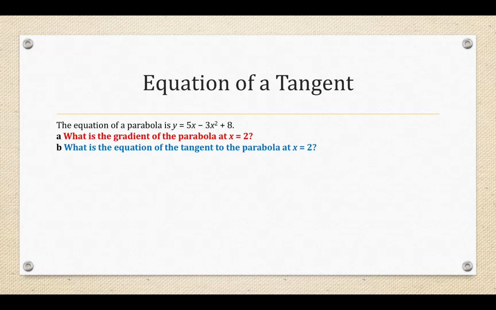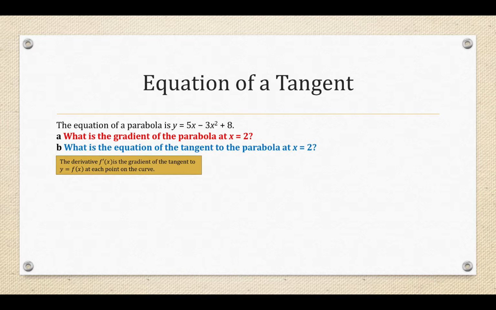So a couple of things that we may need to remember here. The first one, the derivative f'(x) is the gradient of the tangent to y equals f(x) at each point of the curve. What that means is if we find the derivative of the function, then substitute our x value into that derivative, that will tell us what the gradient is. And you'll see how I apply that in a moment.